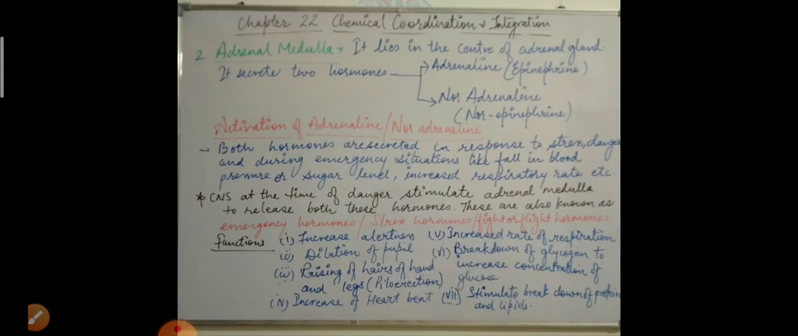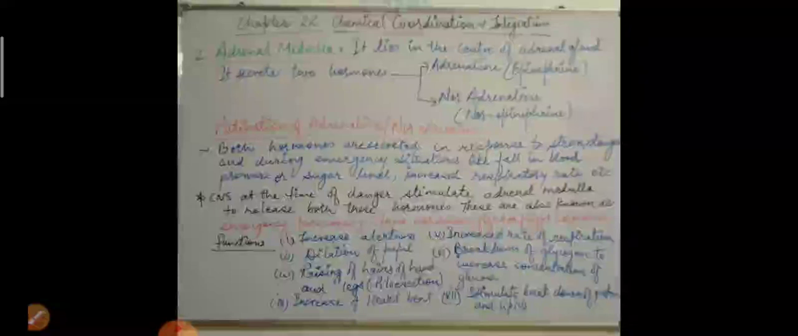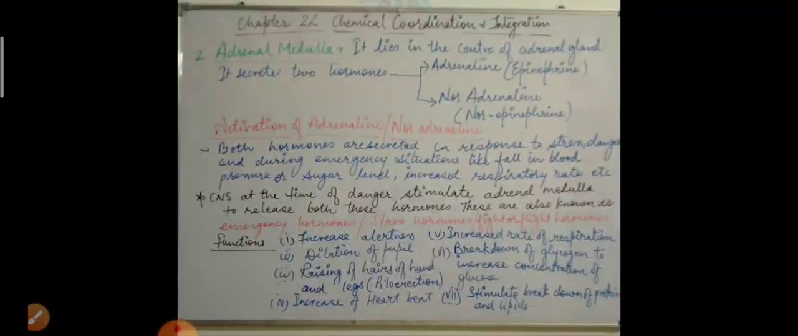Now we'll discuss the activation of adrenaline and noradrenaline. Both hormones are secreted in response to stress or danger and during emergency situations like a fall in blood pressure or sugar level. When the blood pressure or sugar level decreases, you have observed that sweating occurs and the person's breathing rate increases. That is the emergency condition during which these hormones get activated, and they also act on lungs and heart and increase the respiratory rate.